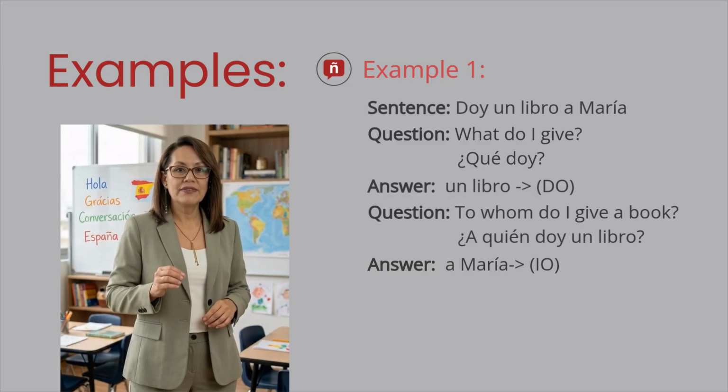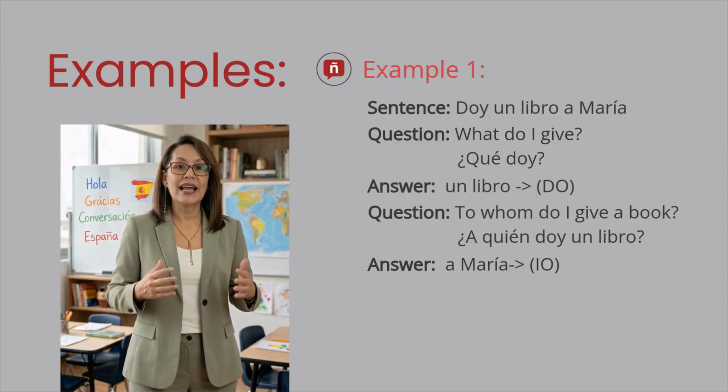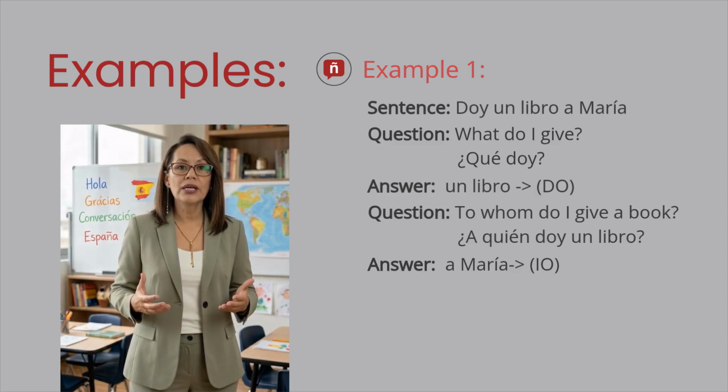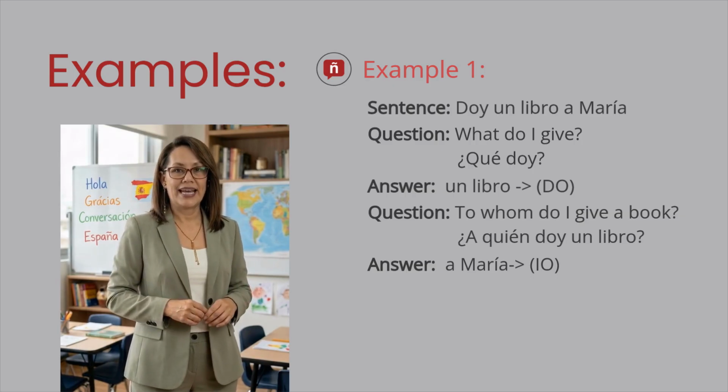Ask, what do I give? In Spanish, ¿qué doy? Answer, un libro. That is the direct object. Now ask, to whom do I give a book? In Spanish, ¿a quién doy un libro? Answer, a María. That is the indirect object.